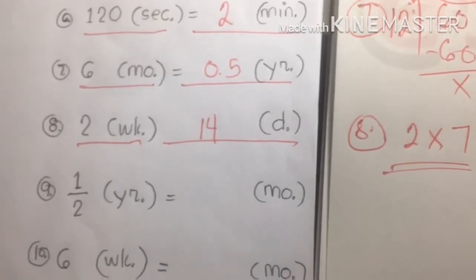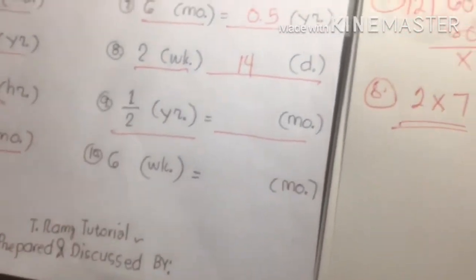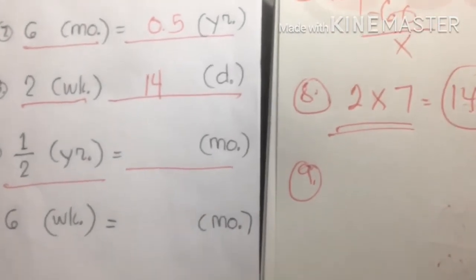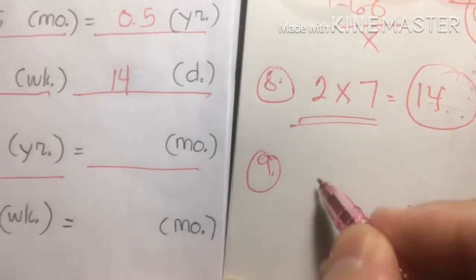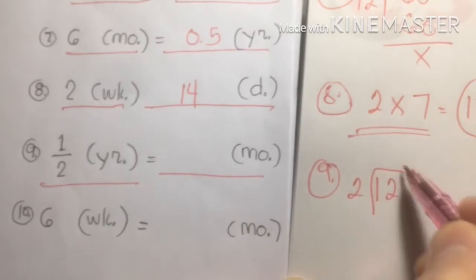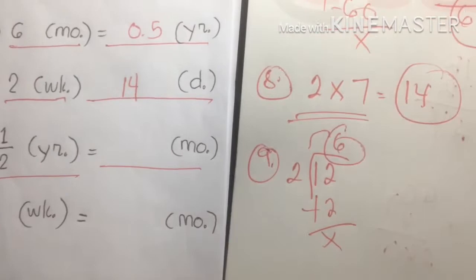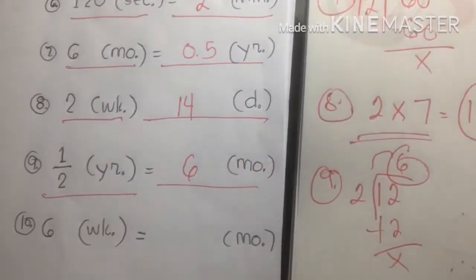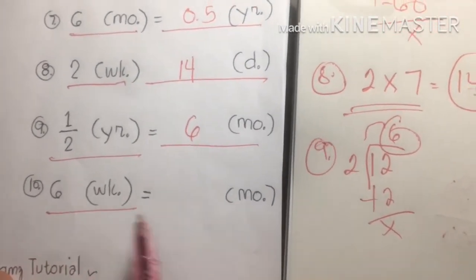That's clear. Next, 9. Half year is equivalent to how many months? Okay, so remember in number 9, class, in 1 year we have 12 months. So 12 months is equivalent to 1 year. So it's half a year. Okay, let's just say 12, so like that. That means in half a year, we have 6 months.